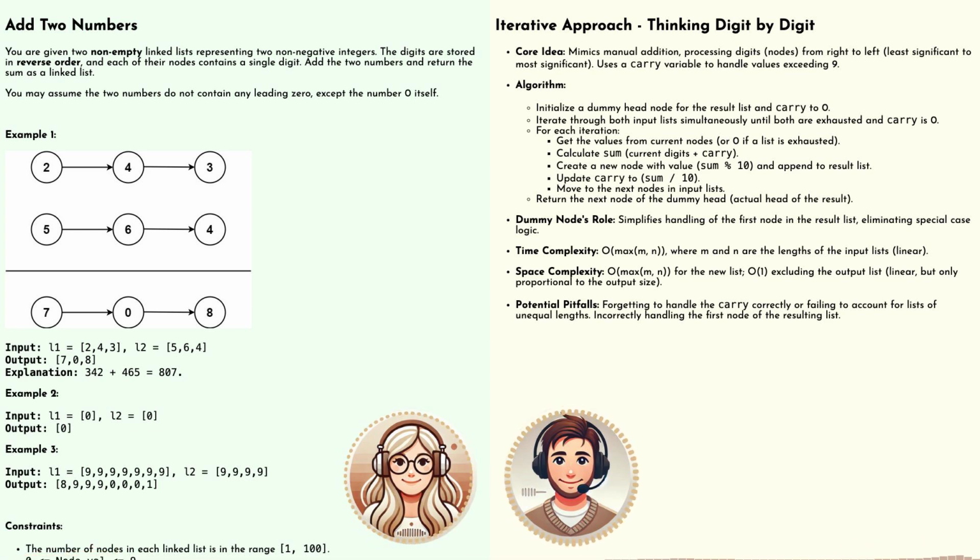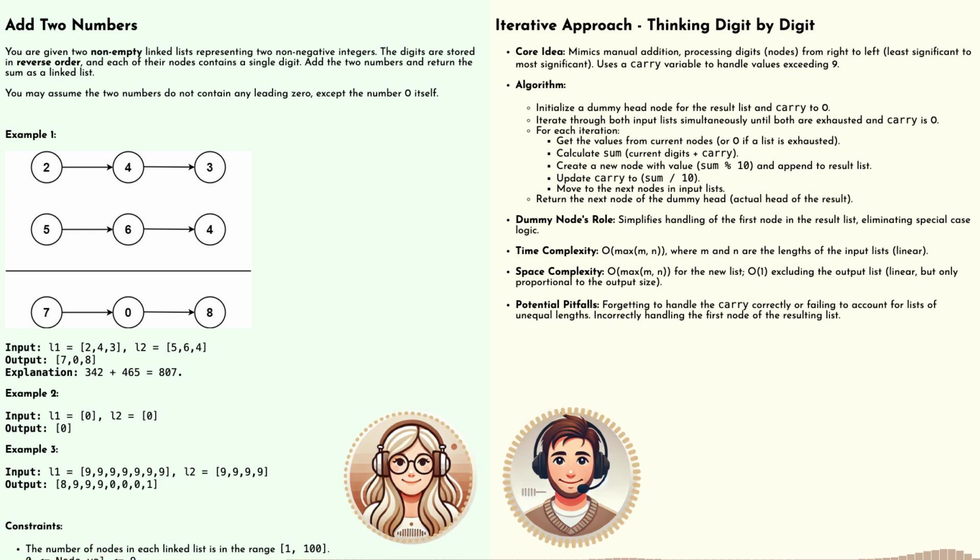We create the new node, link it to the previous node in the result list, and then move on to the next pair of digits in our input list, carrying over any extra ones if needed. That's the idea. We'll keep moving through both lists, digit by digit, adding, carrying over, and creating new nodes for our result list. It's like having two runners, one for each linked list, moving step by step and adding the values they encounter along the way.